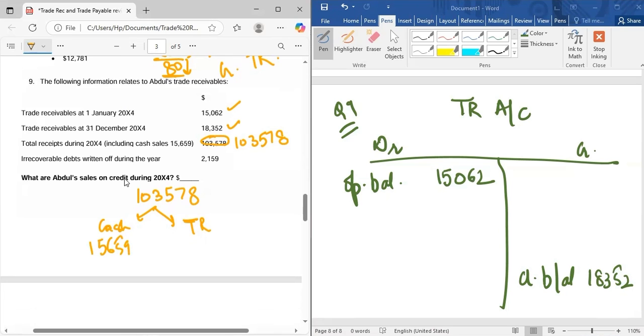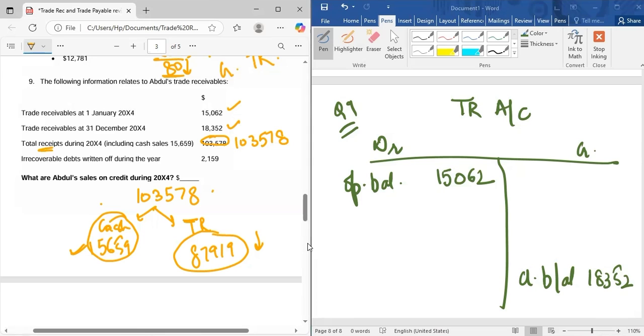So out of these receipts of 103,578, 15659 relates to cash, which means that we made sales worth $15659 in cash. So the balance would be trade receivables. This figure minus this cash figure would be our trade receivables. So calculate this: 103578 less 15659. It is coming out to be 87919.